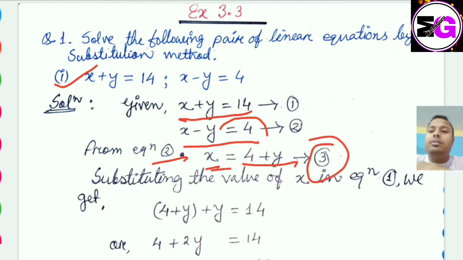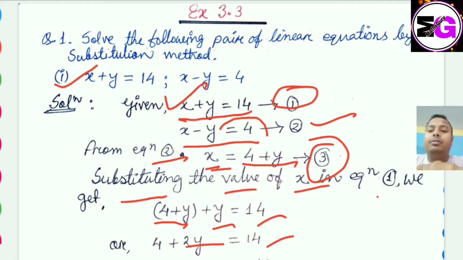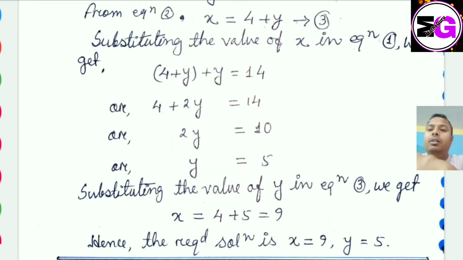So substituting the value of x in equation 1. The equation we took x from, we should not substitute into that same one; if we take from 2, we substitute in 1, and if we take from 1, we substitute in 2. We have to be a little careful about that. In equation 1 we had x plus y, so x's value 4 plus y plus y equals 14, or 4 plus twice y equals 14, or twice y equals 10, or y equals 5.